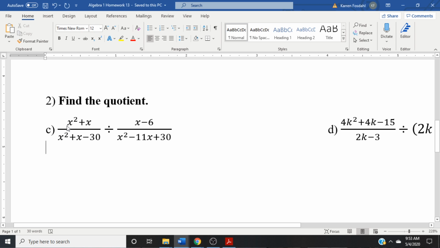We'll talk about 2c. For 2c, we need to factor first, then divide. Okay? So factor first, then divide. If we factor first, I'm just going to write the problem out.